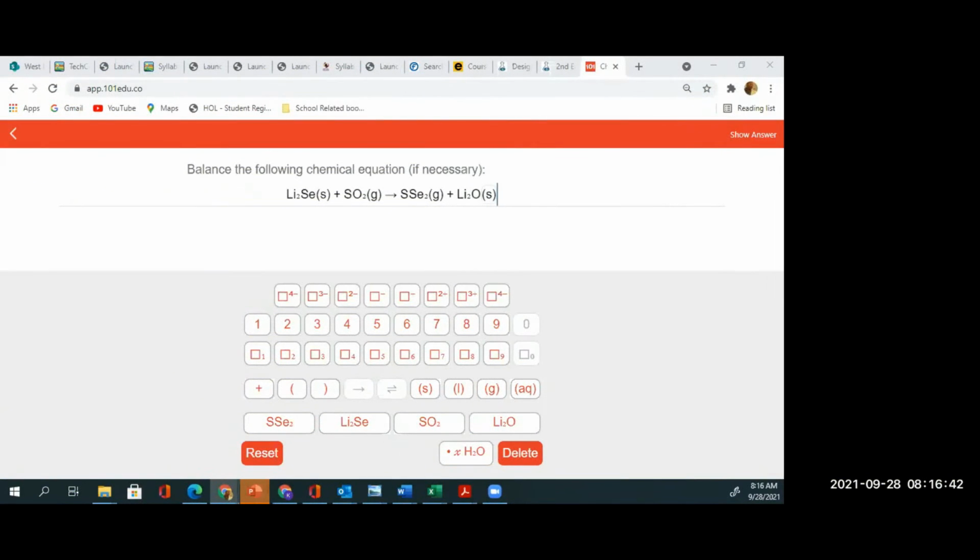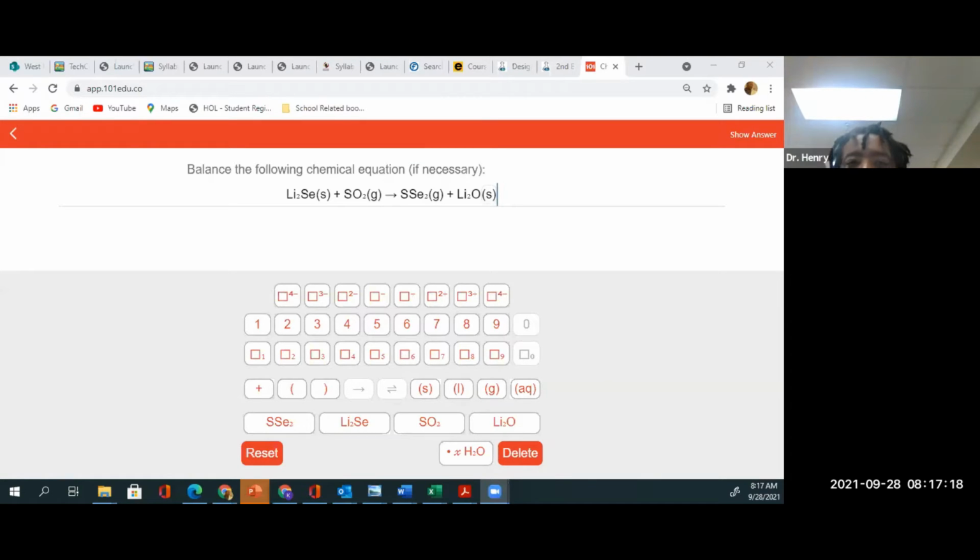Balance the following chemical equation: Li2Se solid plus SO2 gas yields SeO2 gas plus Li2O. Okay, so what is going to be the first thing that we need to do?